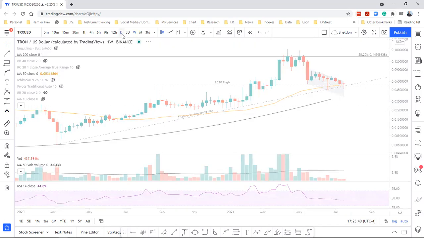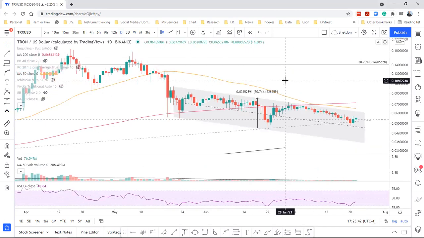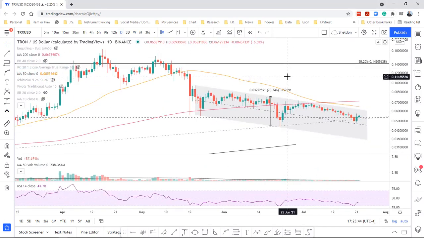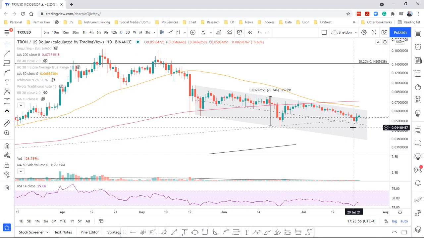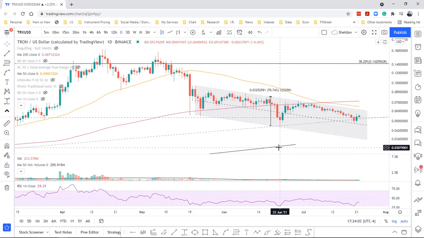Turning down to the daily time frame, you can see here that the low of this particular week actually comes off the midline of a descending parallel channel. One of the negatives that you can see on the daily chart here is we don't have an impulsive move off the low. You'll see here that when we reached oversold conditions in June, we had an impulsive move. When we came very close to an oversold condition, we had an impulsive move.